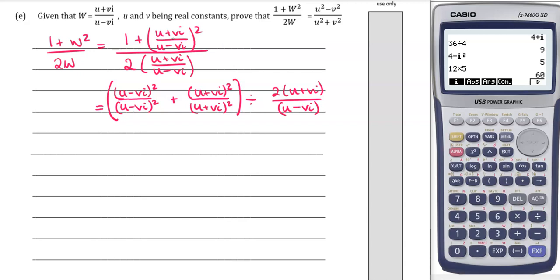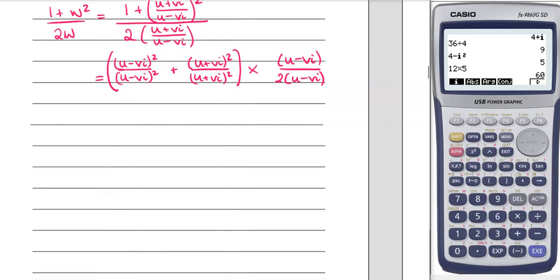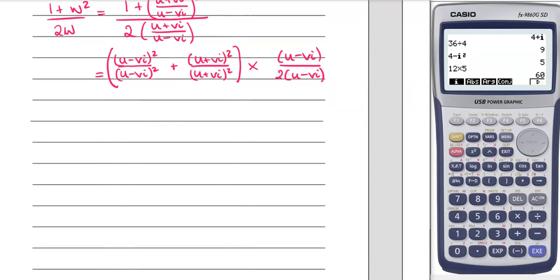Okay, now if we divide, it means we can actually multiply by the reciprocal. So let's change that to a multiplication, and we'll flip that fraction over. So u minus vi over 2 times u plus vi. Oh, and I've just realized I put a plus in there. It should have been u minus vi, because the whole point we were doing that was so we could put that bit over a common denominator of u minus vi squared. And then we get u minus vi squared plus u plus vi squared.